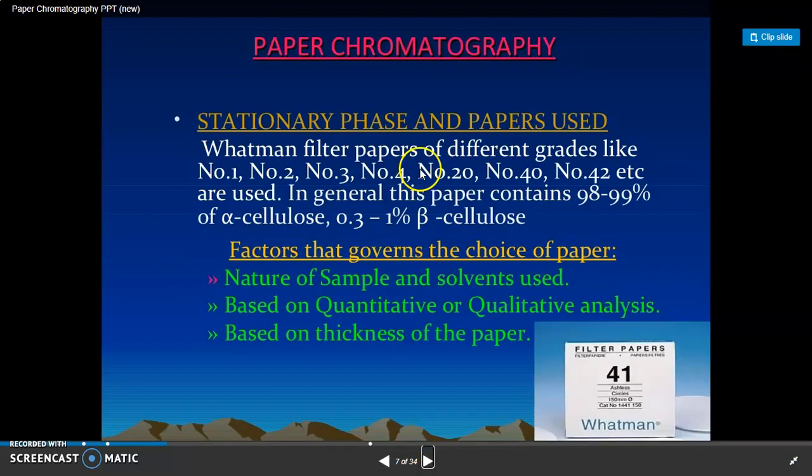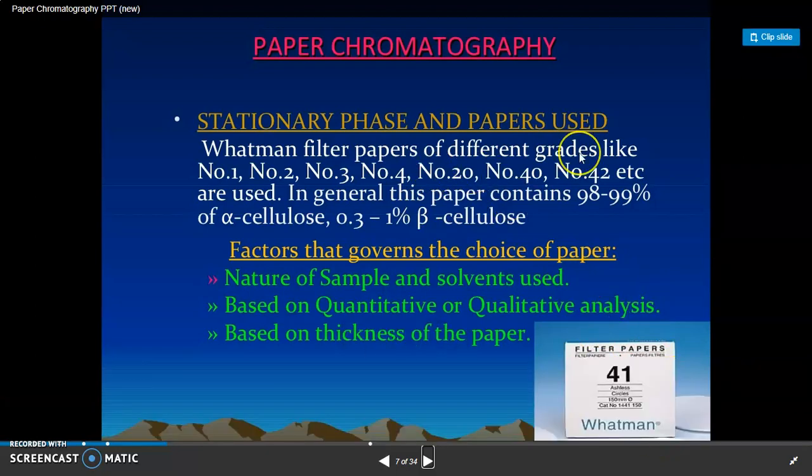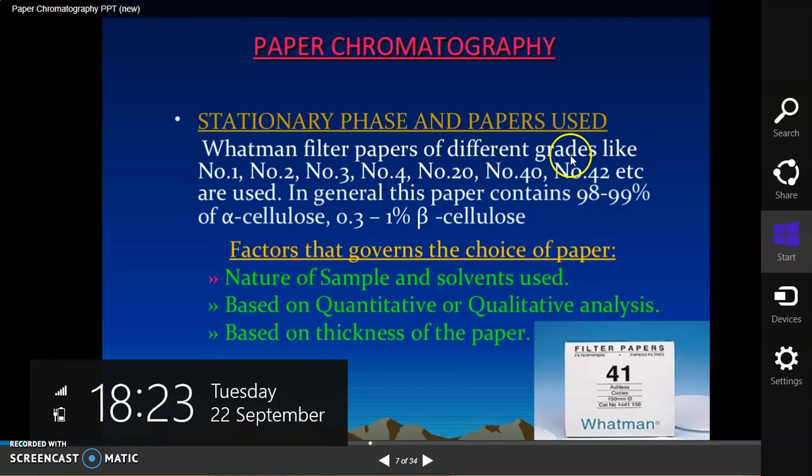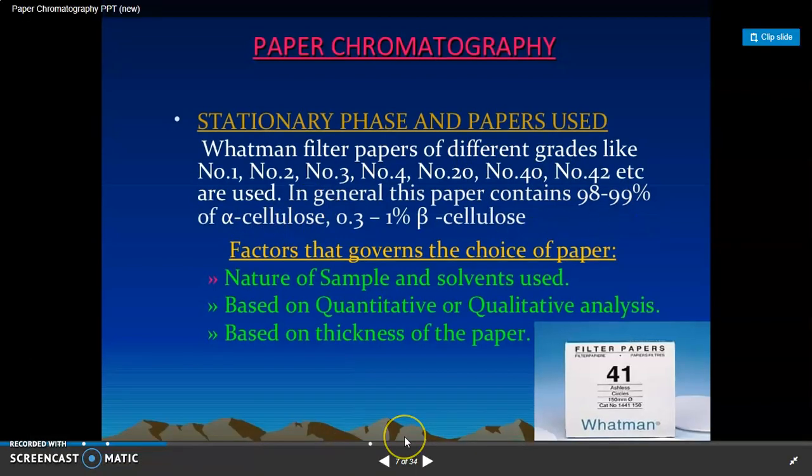Okay, so stationary phase. Whatman filter papers are of different types. A box of Whatman filter papers looks like this, they are round in shape, and they can be of different grades like number 1, number 2, in different categories. They contain 98 to 99% alpha cellulose. Alpha cellulose is what we get from trees. The higher the percentage here, the closer its pores are.